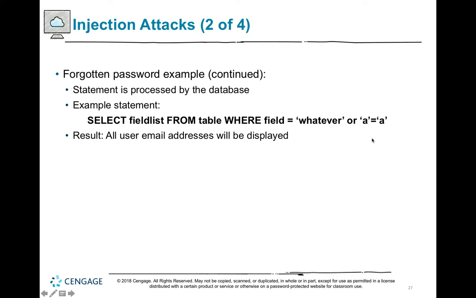So what do you suppose that is? A equals A is a comparison statement. So that is asking, is this true or false? And that's true. A does equal A. So basically we're saying where one of these conditions is true, field equals whatever, or true. Well, true is a true condition. So this will do something unexpected. In this case, it will return all email addresses.